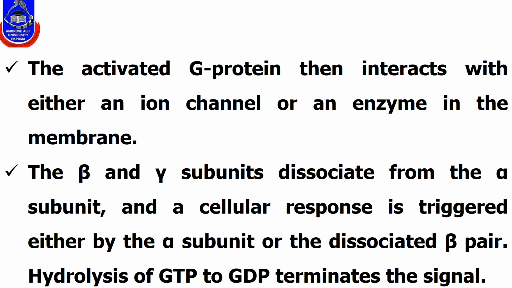The beta and gamma subunits dissociate from the alpha subunit, and a cellular response is triggered either by the alpha subunit or the dissociated beta-gamma pair. Hydrolysis of GTP to GDP terminates the signal.